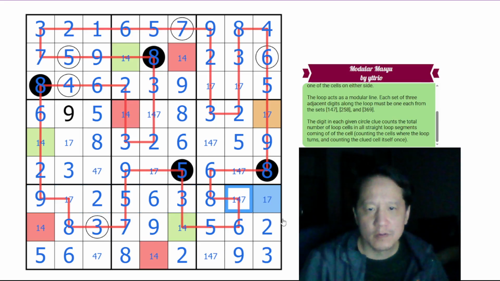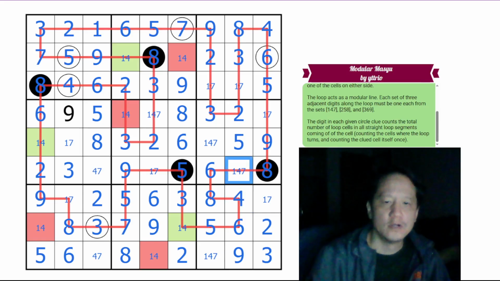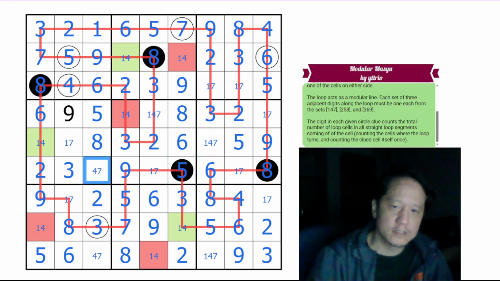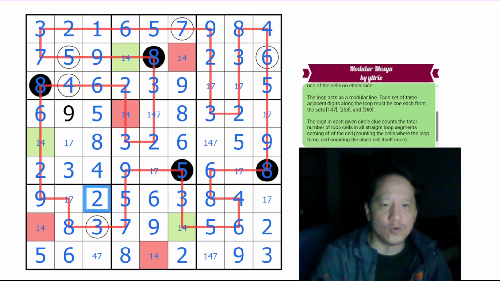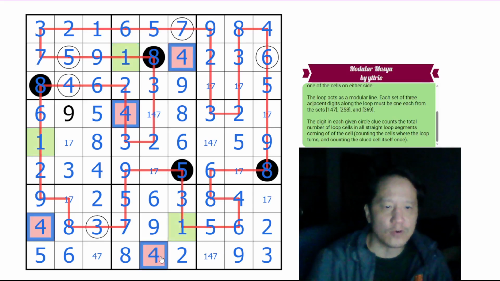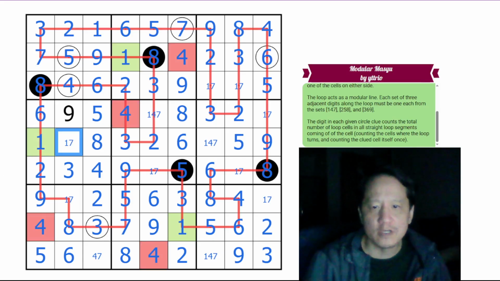There we go. We have a 1, 7, 1, 7 pair in row 7. So this can't be 1, 7, it's 4. Which means this can't be 4. We have a 1, 7, 1, 7 pair in row 6. So that makes this 4, which means the green 1, 4s are 1. The red 1, 4s are 4. So 1 eliminates 1 here, so it's 7.